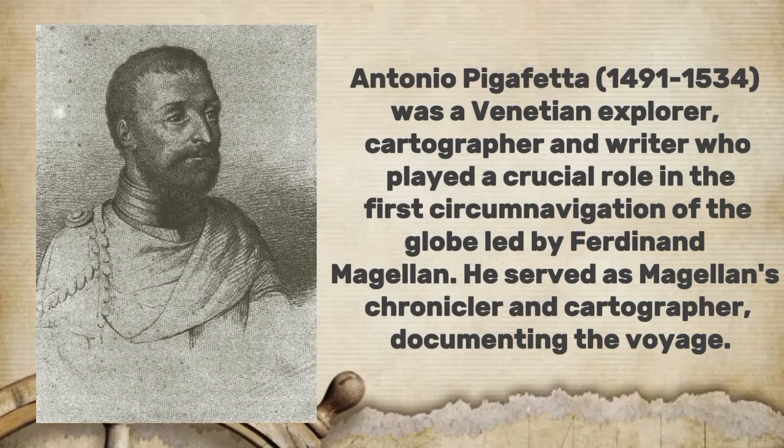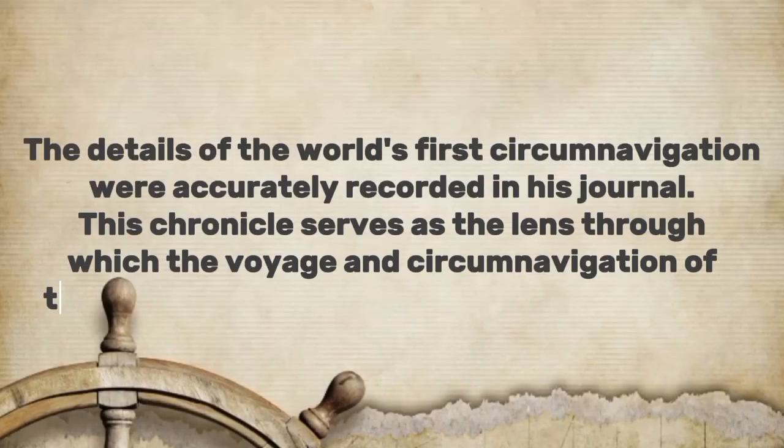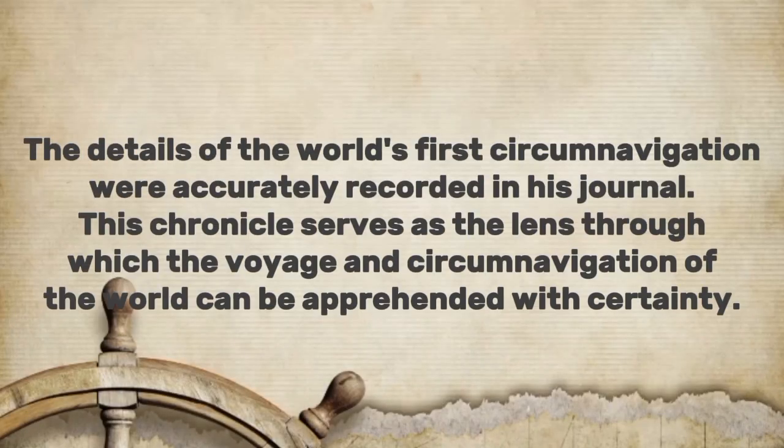Antonio Pigafetta, 1491 to 1534, was a Venetian explorer, cartographer, and writer who played a crucial role in the first circumnavigation of the globe led by Ferdinand Magellan. He served as Magellan's chronicler and cartographer, documenting the voyage. The details of the world's first circumnavigation were accurately recorded in his journal.